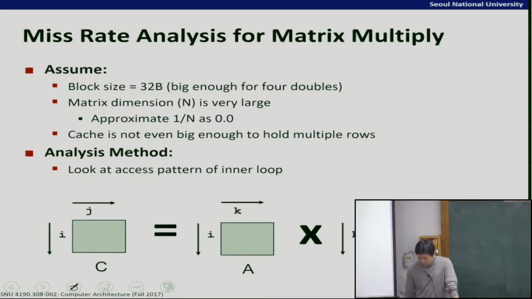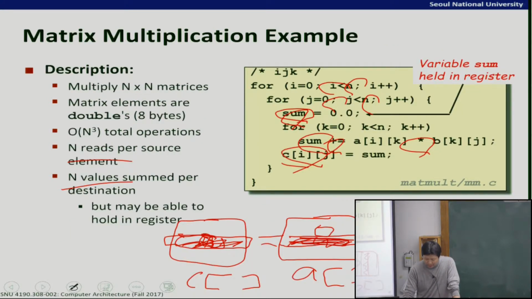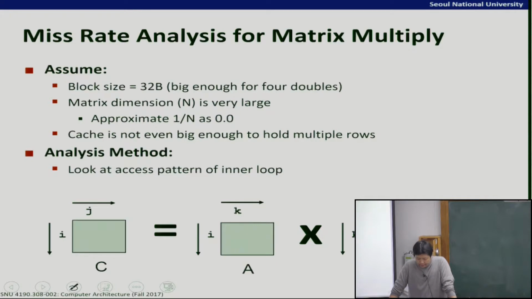So how can we optimize this program for cache? This is our baseline implementation of a matrix multiply. Let's make a few assumptions. The first one is that block size is 32 bytes. This 32 bytes is big enough for 4 double values, because in double precision each number takes 8 bytes, so it's 4 doubles. And assume the matrix dimension n is very large. We do a matrix multiply for a big matrix. N is very large, so approximate 1 over n as 0.